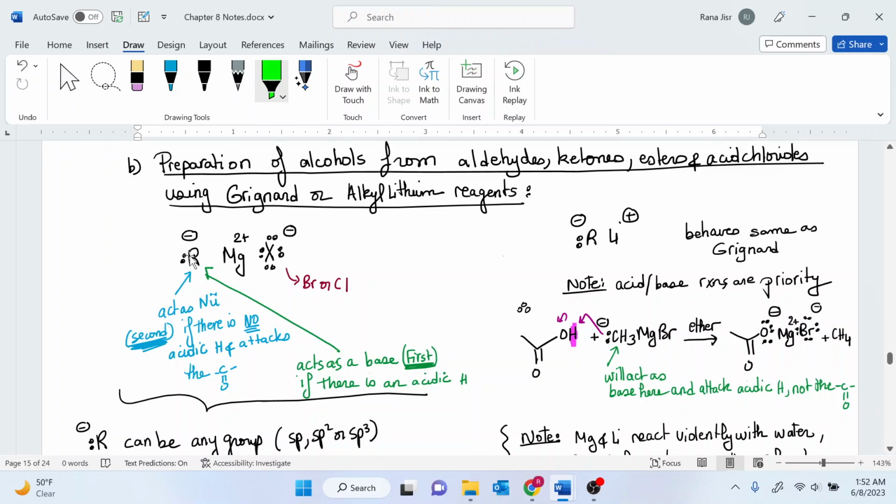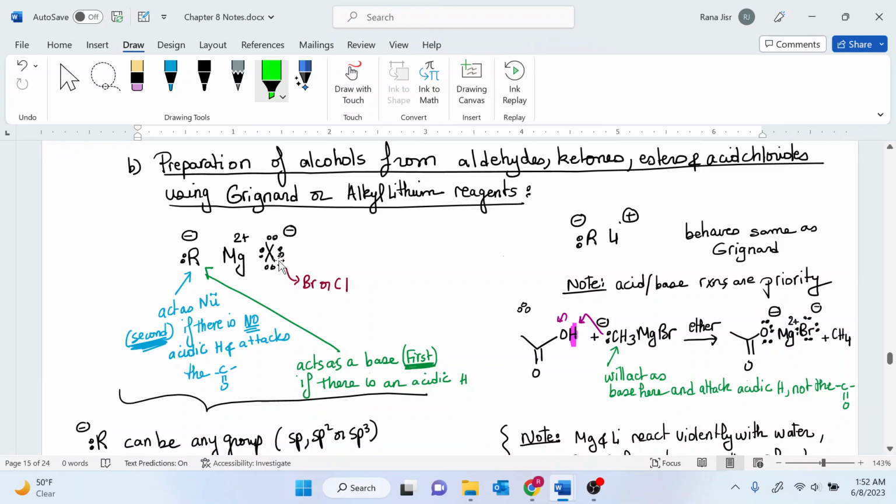Now, every time we look at a negative charge, negative charges can act as bases and they can act as nucleophiles, especially if they are negative charges here. Here you have carbonyls. So these two, they act as nucleophiles and they act as bases as well. But the rule says that they're always going to act as a base every time there is an acidic hydrogen. So if there's no acidic hydrogen, they're going to go ahead and act as a nucleophile. But if there's an acidic hydrogen, they're going to act as a base.